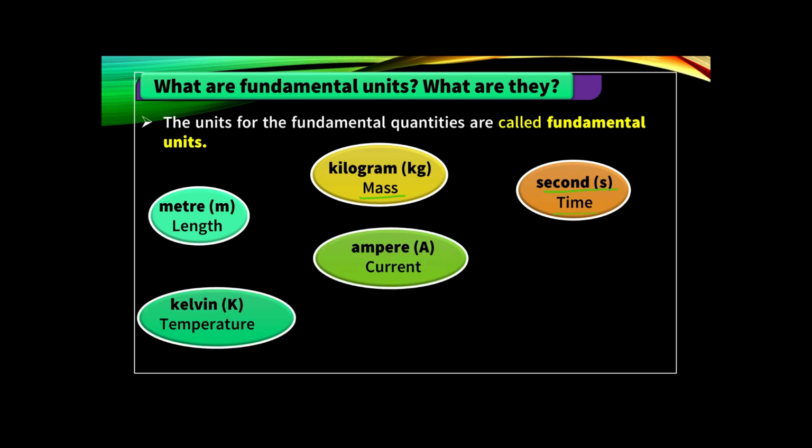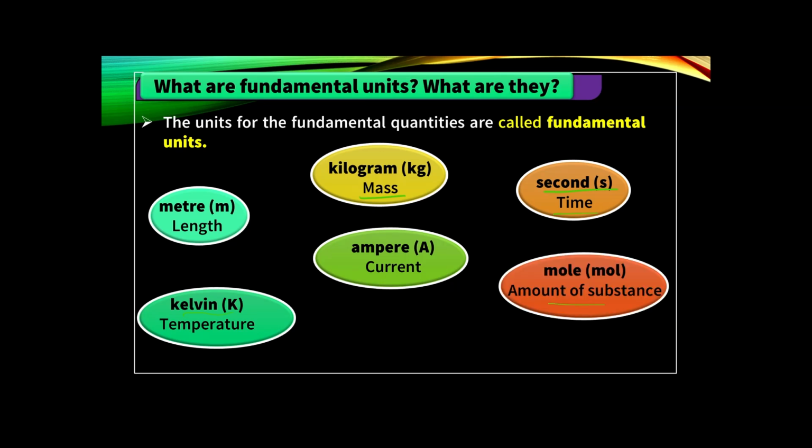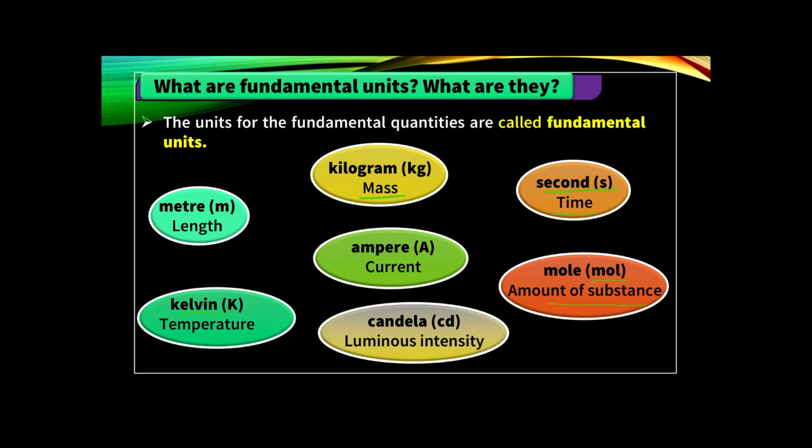Temperature, the unit is not Celsius, it is Kelvin. Next, amount of substance, mostly we use in chemistry. Mole, the fundamental unit. And the last fundamental quantity is luminous intensity, which is brightness of the bulb. The corresponding fundamental unit is candela.